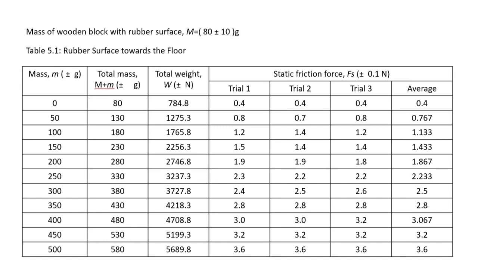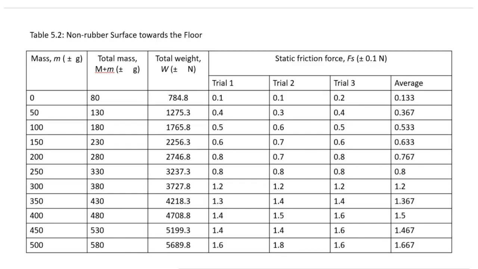Based on the table that we obtained from the experiment, it is noticeable that for wooden blocks with rubber surfaces facing the floor, the average static friction force will increase as the mass and total weight of the block increase. For wooden blocks with non-rubber surfaces facing the floor, the average static friction will also increase when the mass and the total weight of the block are increased. But because the wooden block moves more quickly with its non-rubber surface towards the floor, its static friction is smaller compared to the wooden block with the rubber surface facing the floor.